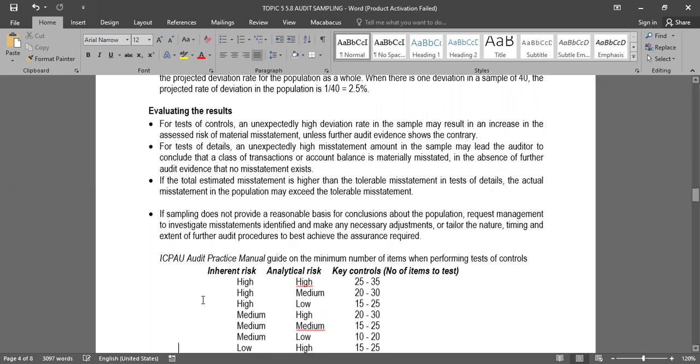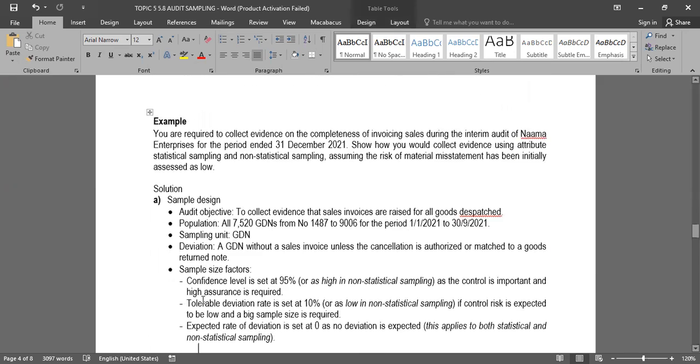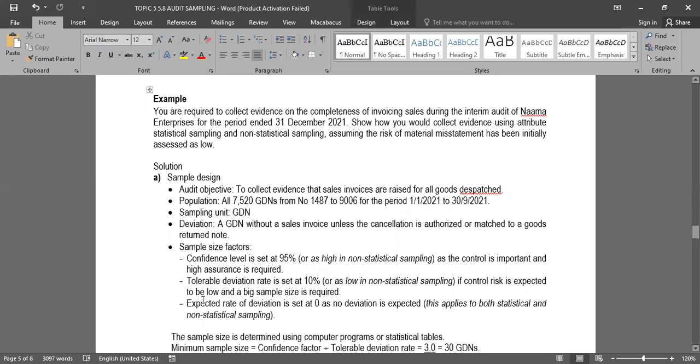Having said that, that was a recap. We can just go back to what we're doing. Now, the example is that you are required to collect evidence on completeness of invoicing sales during the interim audit of NAMA Enterprise for the period ended 31st December 2021.